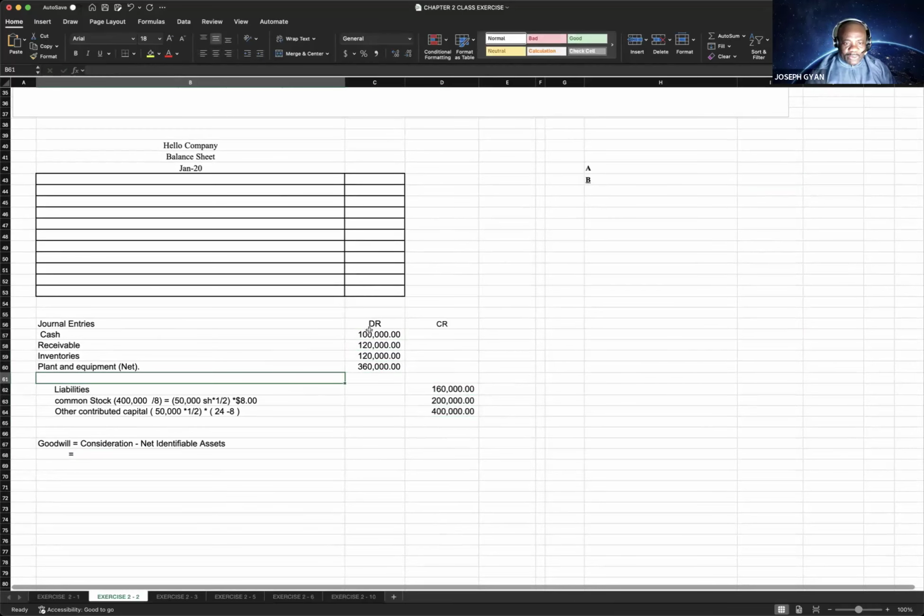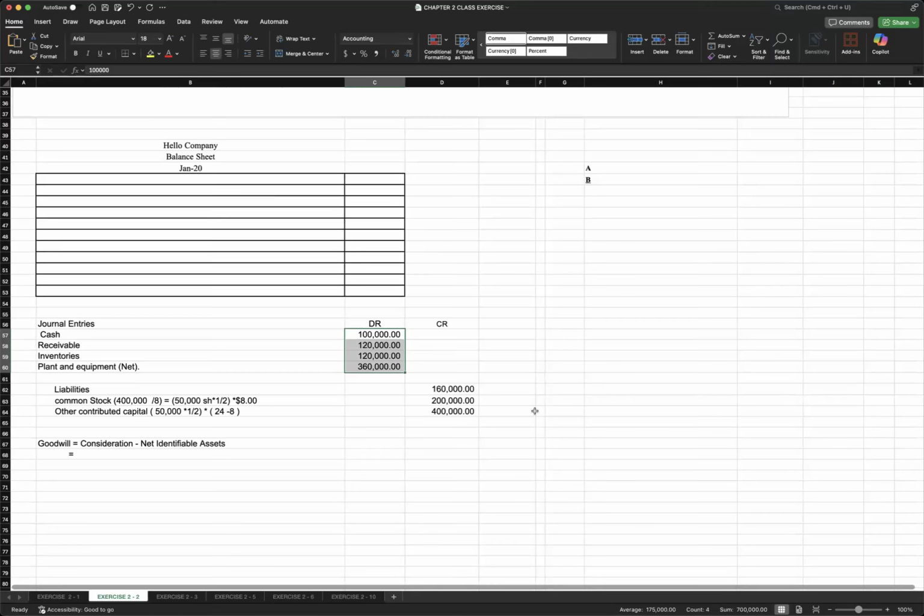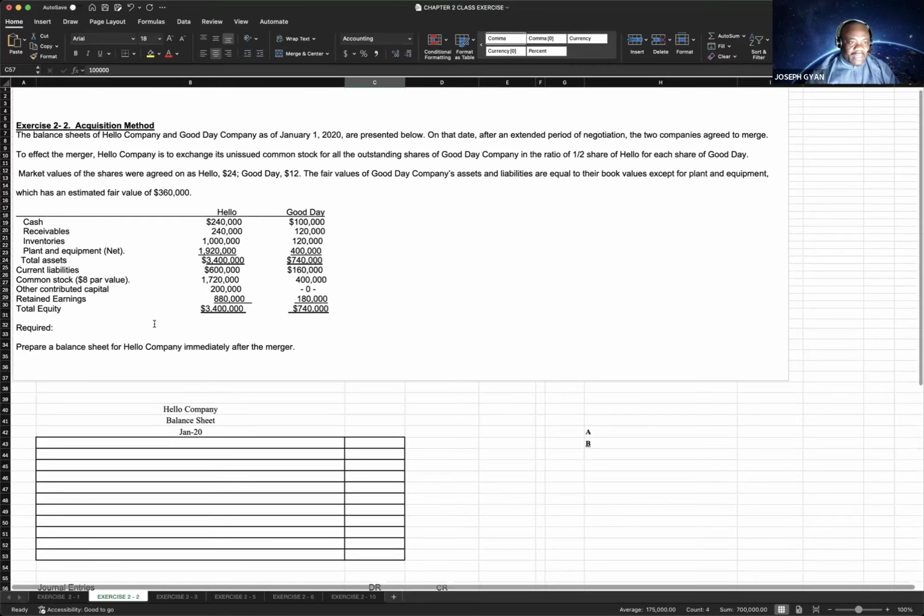So I want one person to add all the debit side, and let's see how much the total debit side is equal to, and another person should add the credit side. How did we get the 8?